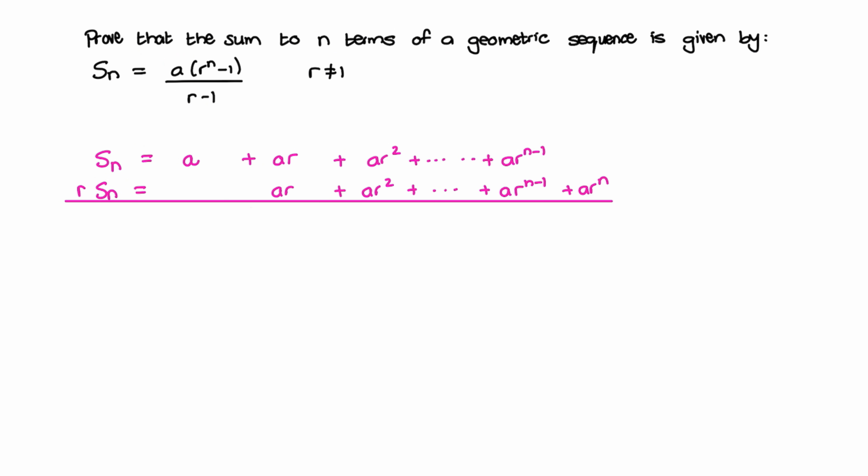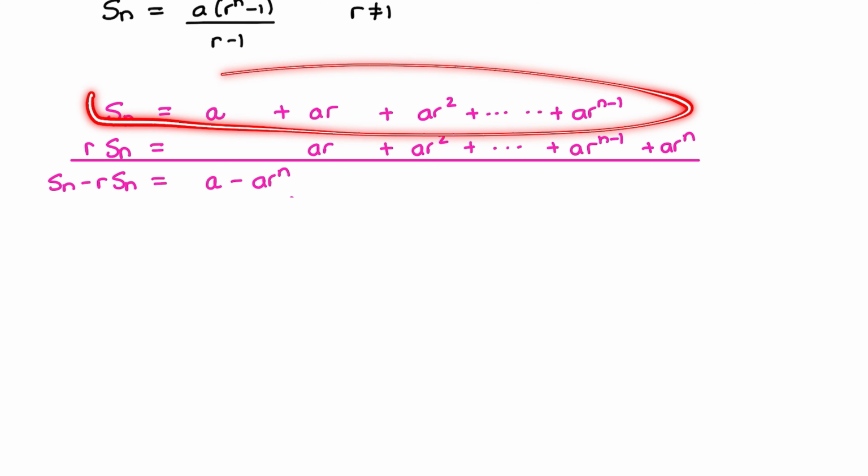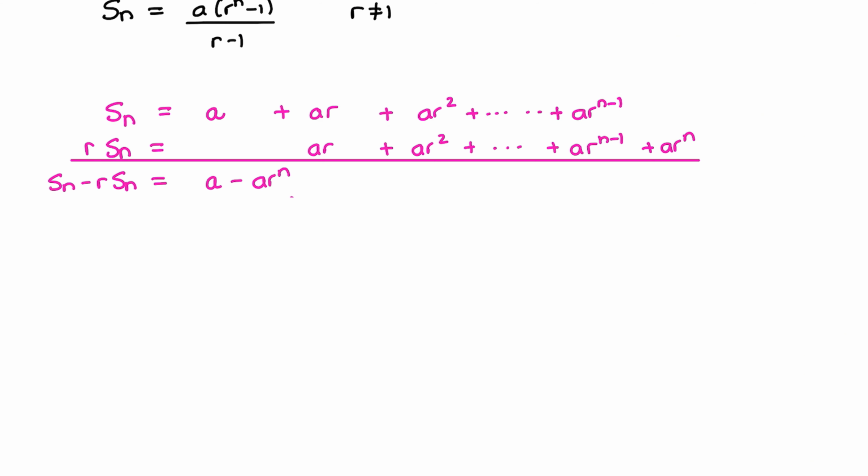That means that ar to the power of n minus 1 represents the second last term in the pattern. So by writing it in this way, we can now subtract the second line from the first line. So imagine that I'm saying Sn minus rSn. So every term here in the second line would become minus because we are subtracting.